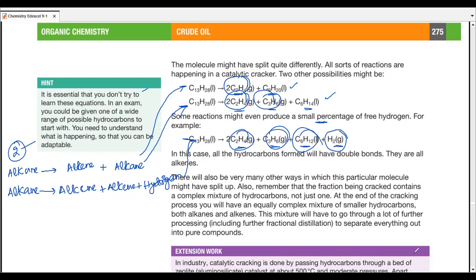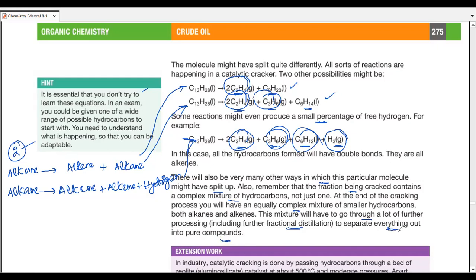So there will be many other ways in which this particular molecule may have split up. Remember that the fraction being cracked consists of a complex mixture of hydrocarbons and not just one. At the end of cracking, we have an equally complex mixture of hydrocarbons as we started off with in the crude oil. So this mixture has to go through further fractional distillation to separate everything into pure compounds.